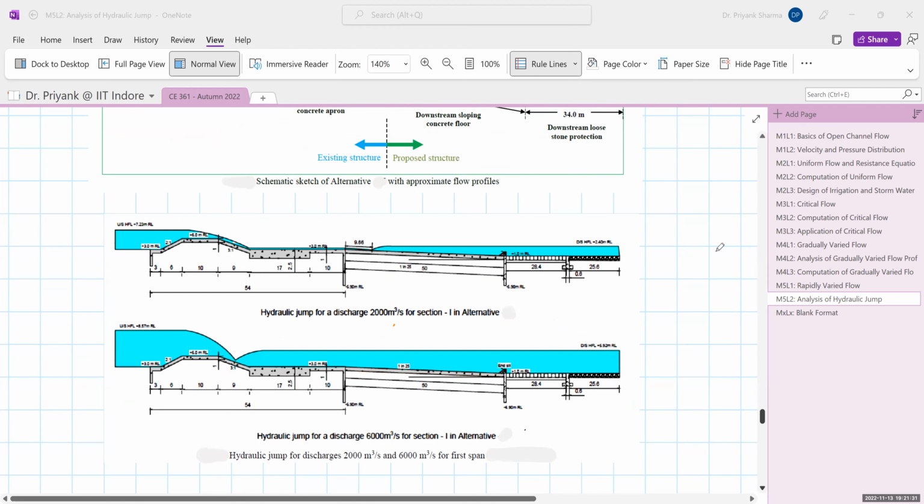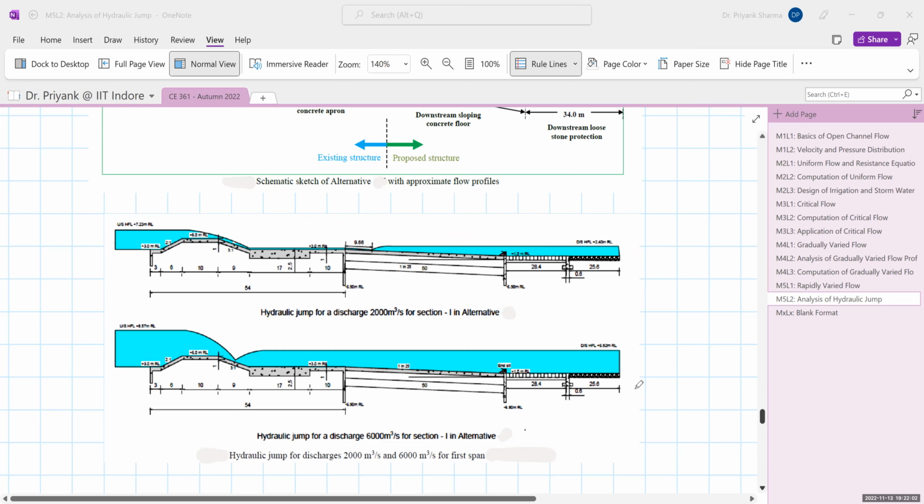Now when we did it for 2000 meter cube per second, from this point at a distance of around 9.66 meter, the hydraulic jump was formed. So this is RL 3 meter and this is RL 1. By 2 meter, we are just lowering it, and we are trying to increase the downstream tailwater depth, and thus we are achieving the shifting of the hydraulic jump in the upstream direction. That is the solution being proposed from this study.